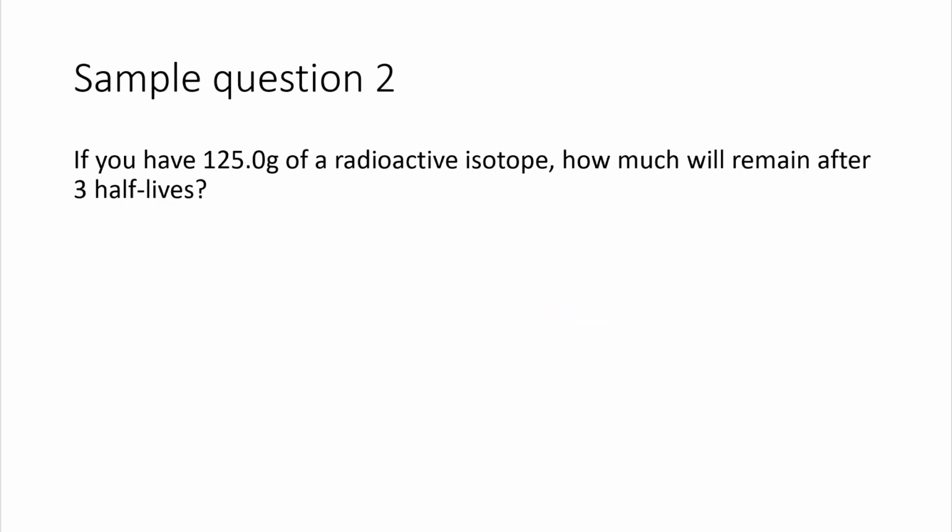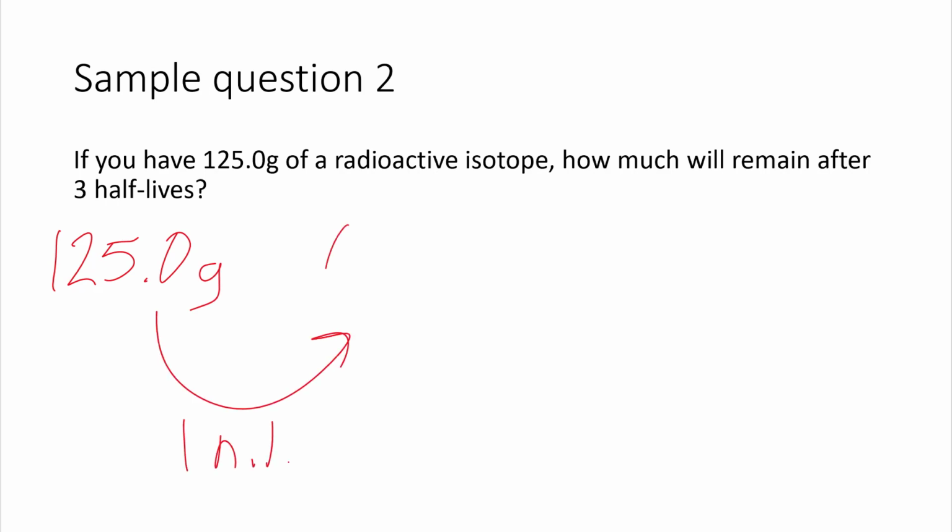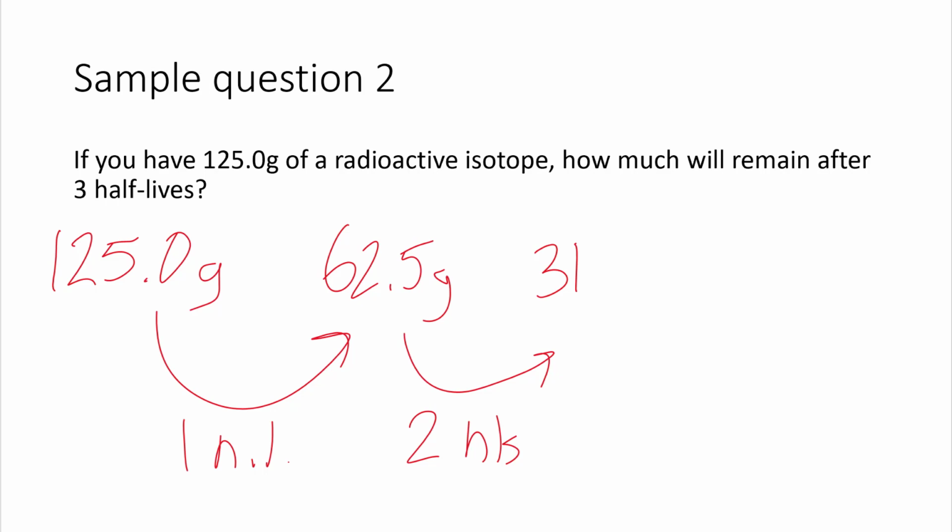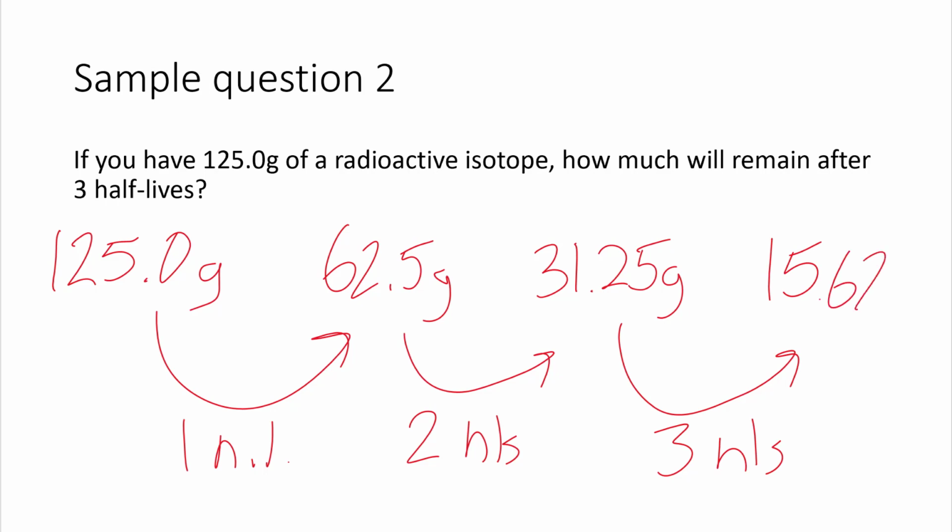If you look at this question, it says if you have 125.0 grams of a radioactive isotope, how much will remain after 3 half-lives? So if you write 125.0 to start with, and you go through the first half-life, you'll have 62.5 grams at the end of that. And then at the end of the second half-life, there'll be 31.25 grams. And then at the end of the third half-life, 15.625 grams. Just dividing by 2 each time.